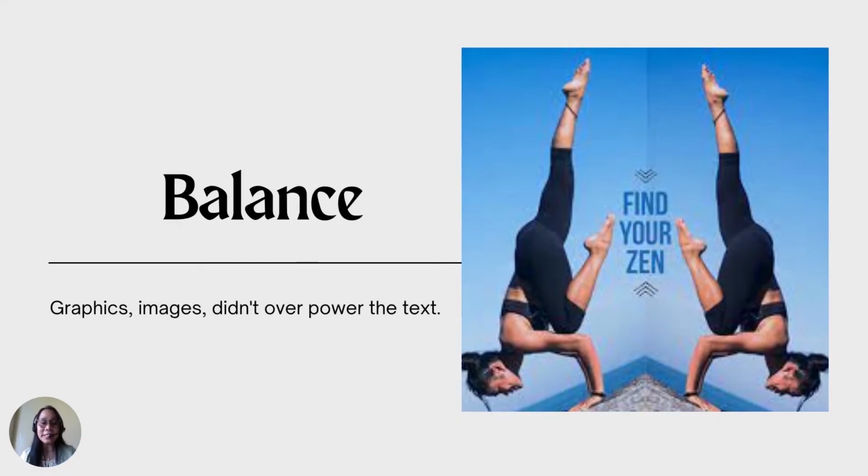So I have here an example of what balance is. So take a look at the graphics. The images, no, didn't overpower the text. So the text is being placed at the center. No? So meaning to say you can clearly see and read the text. So that is what we call an example of the principle of balance.